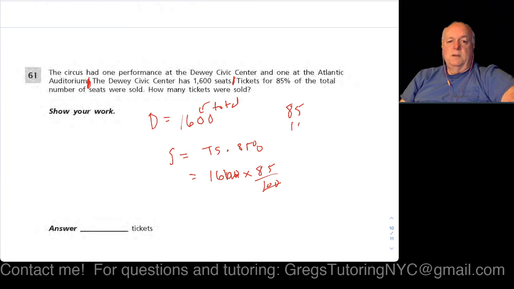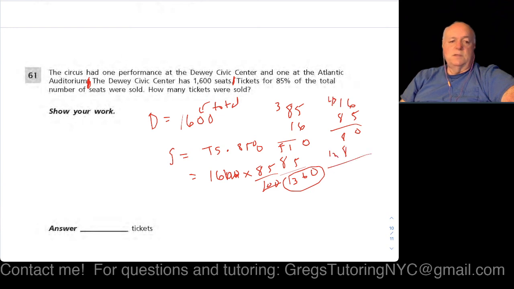We get 30, 3, 48, 51, 5, 8, 0, 6. We get 1360. That should be the number of seats. Let's do that upside down: 18 times 16 times 85. 0, 3, 8, 48, 4, 12, 0, 6, yep, 1360. So that's 1360 tickets.